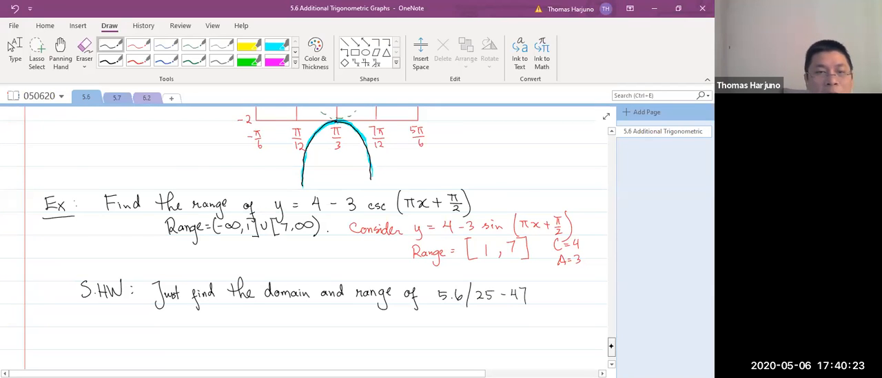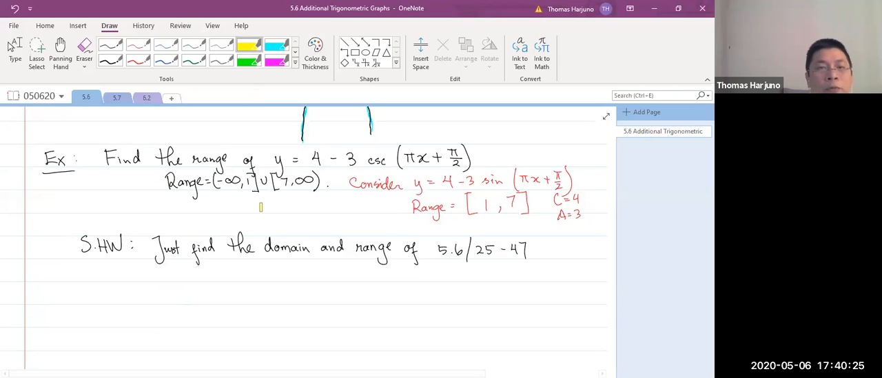Now, the reason I say only the domain and range is because once you get the domain, you get the period, right? You will get the phase shift also if you want to. And for you to find the range, you need to know the center, the maximum, and minimum if you deal with secant, cosecant. But for tangent, cotangent, the range is all real numbers.